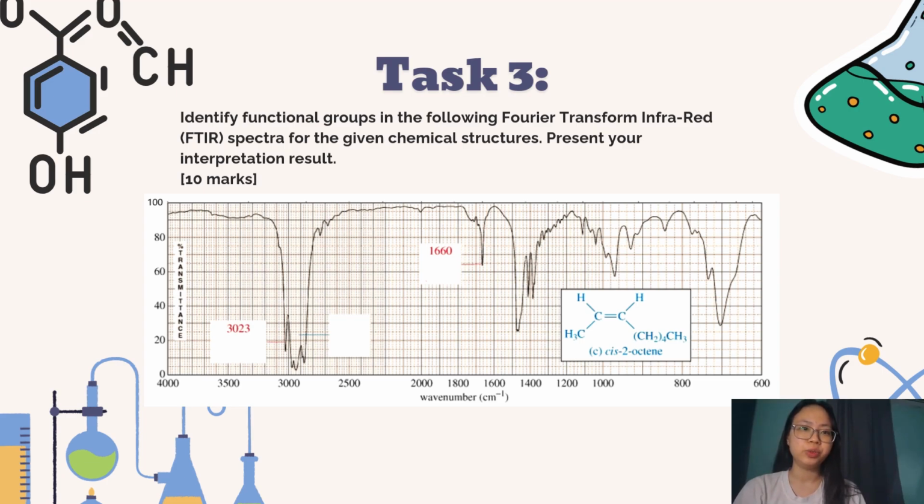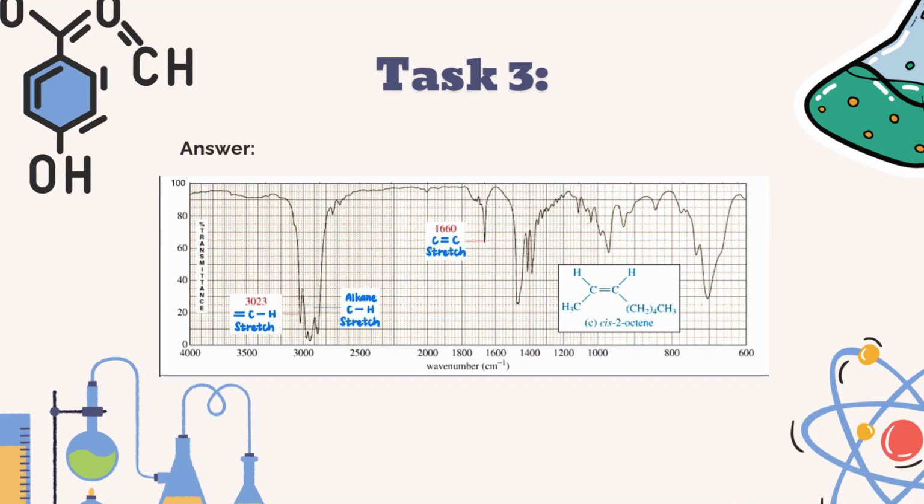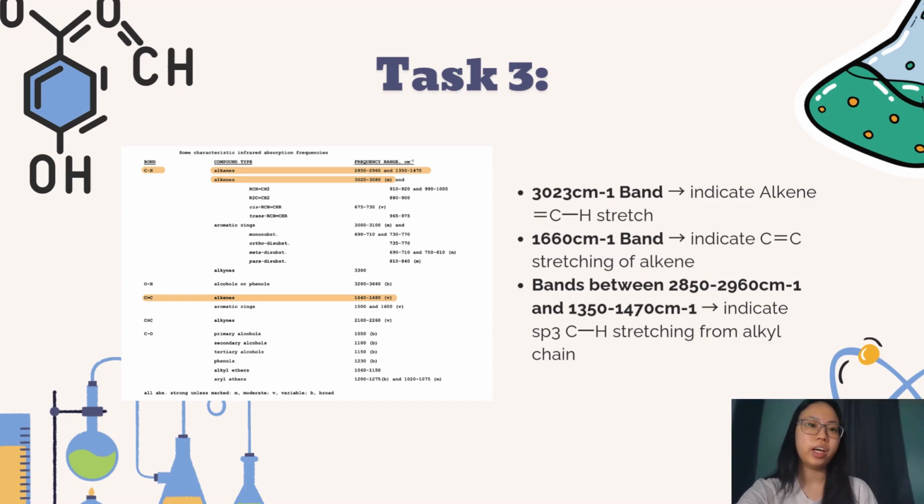Lastly, let me explain our answer in task 3. So in task 3, we need to identify the functional groups in the following FTIR spectra for the two given chemical structures and interpret our result for the answer. So this is the first FTIR spectrum given. By referring to the FTIR absorption frequency table in the slide given, we are able to identify all the functional groups in the following FTIR spectra for the given chemical structure.